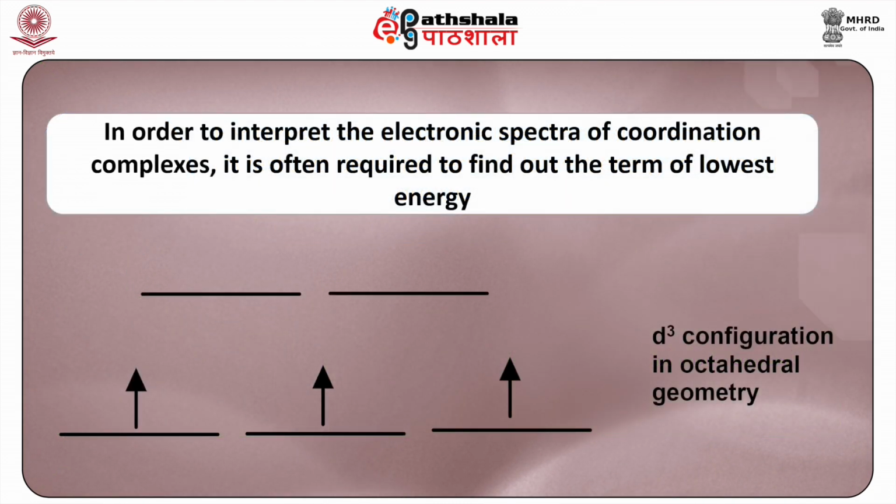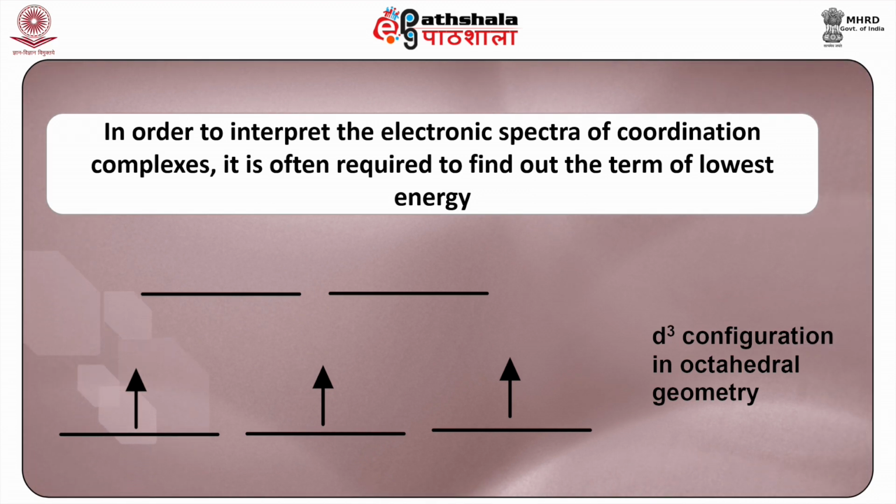In order to interpret the electronic spectra of coordination complexes, it is often required to find out the term of lowest energy. Given below is an example of d3 configuration in an octahedral geometry. The various steps involved in the procedure are as follows. First of all, we are going to represent the valence electrons in various energy shells.